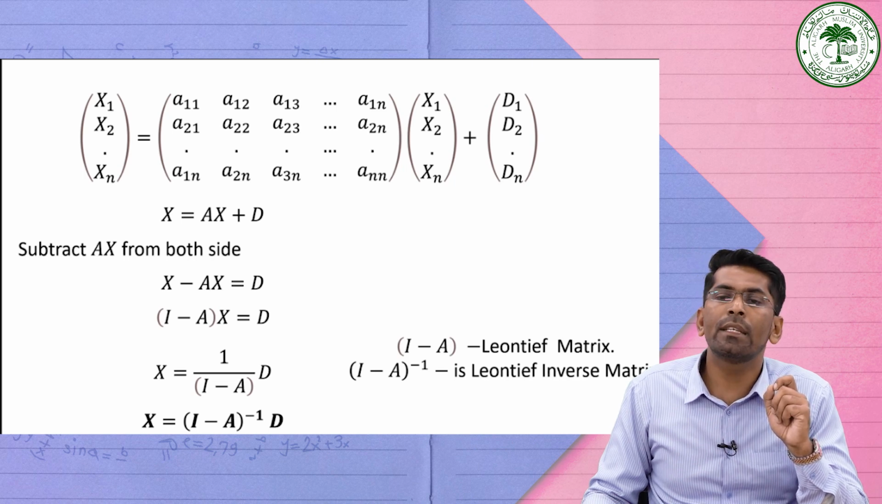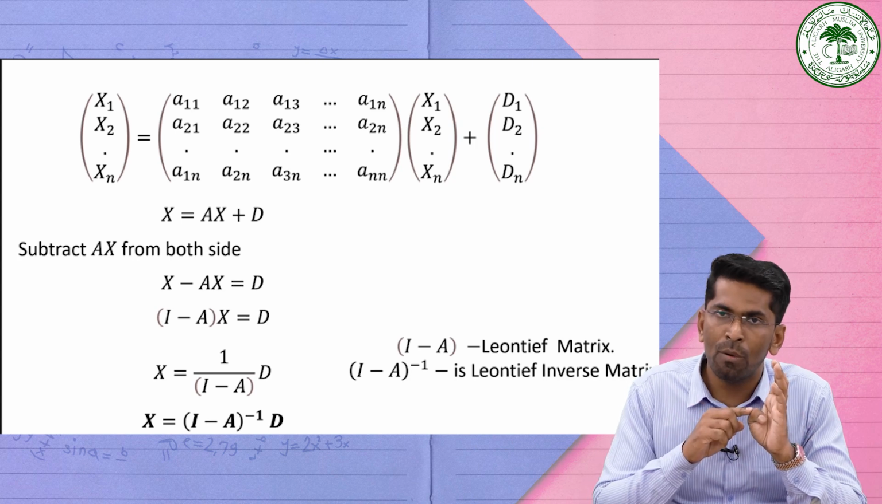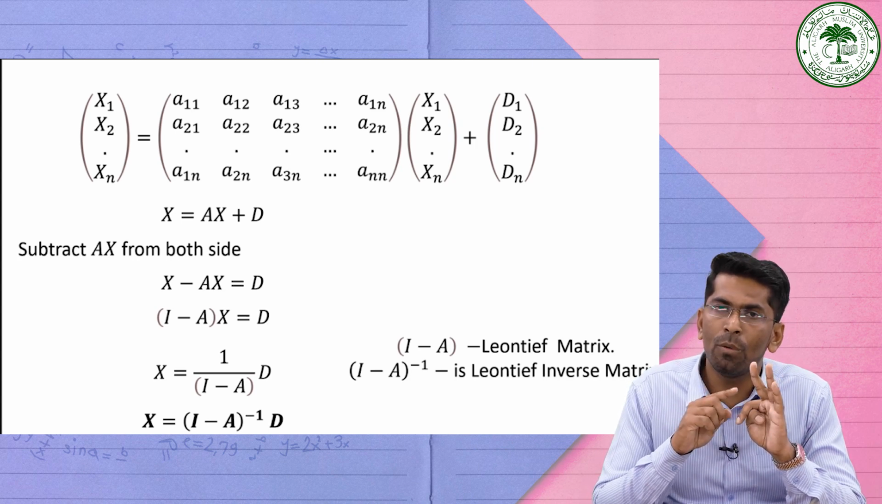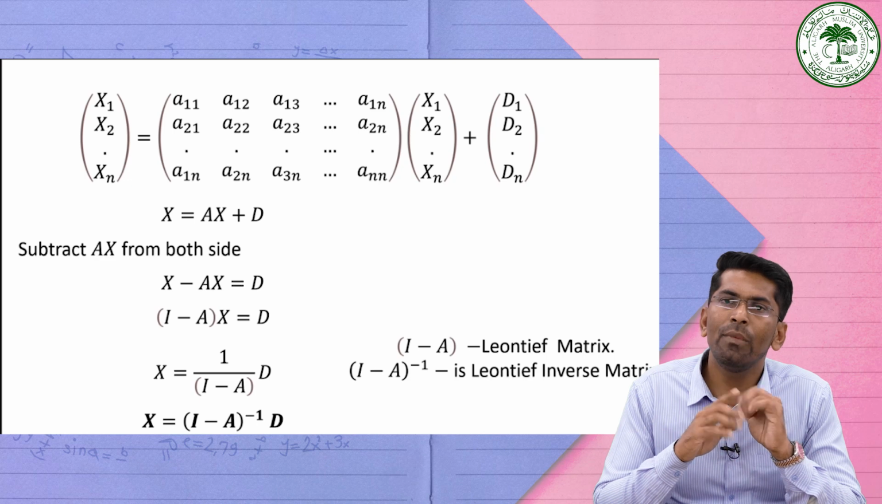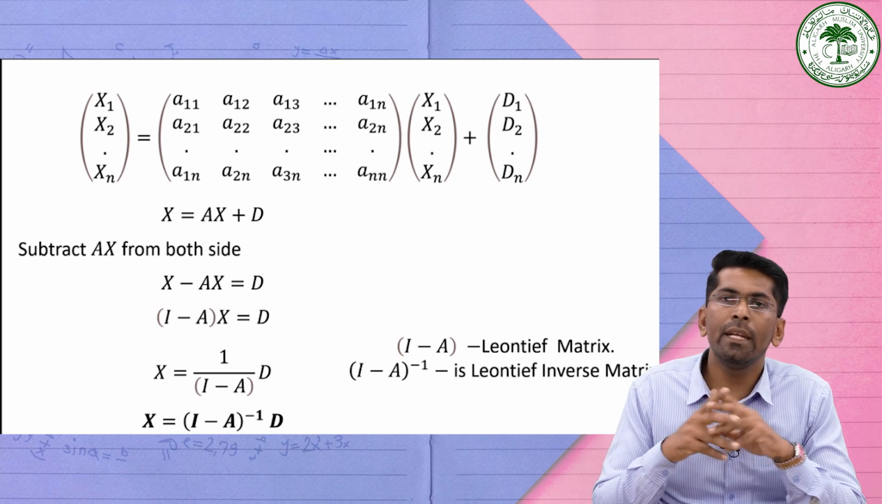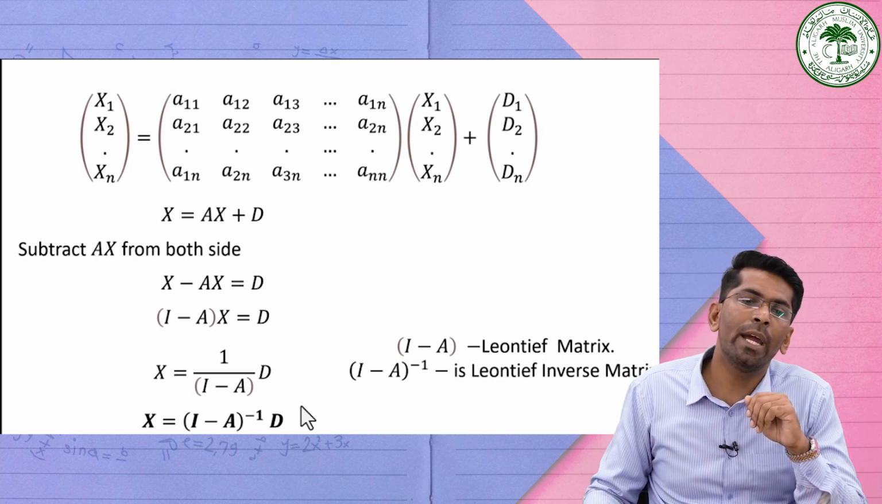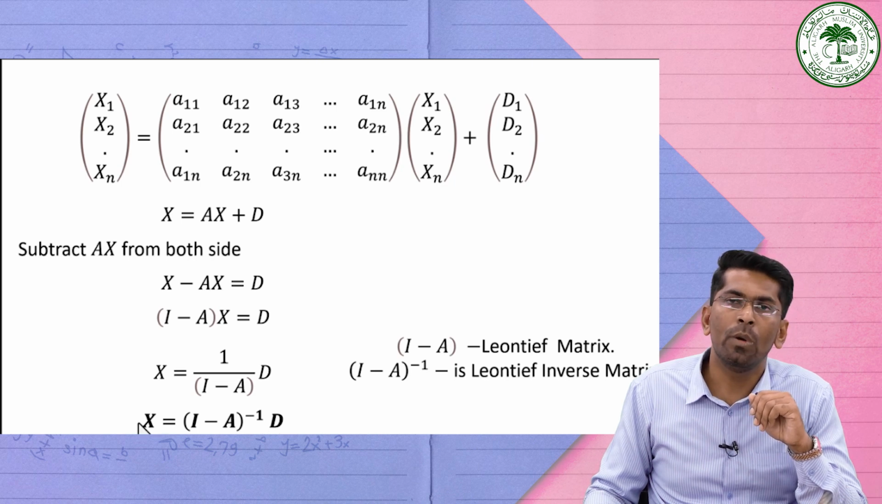We already discussed the stepwise procedure to find the inverse of a matrix. You know how to find the inverse of a matrix? We have to find the determinant value of the given matrix. Then we go for finding the minor, cofactor matrix, and adjoint matrix. Then we find the inverse. Then that particular inverse is multiplied by the constant vector, and that gives the output, that is X.